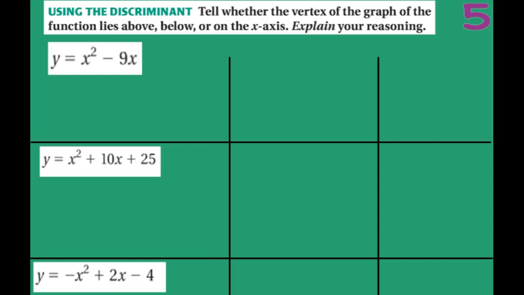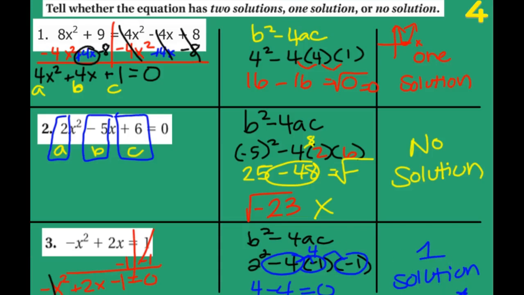All right. This next one is taking this one step further. It says, tell whether the vertex of the graph of the function lies above, below, or on the x-axis. Explain your reasoning. So we're going to follow the same steps that we did before, and then last we're just going to tell where the point that we're figuring out is. So before we start this, if we go back for a second, what we did just back here, we were told, or we know that this equation back up here had one solution. That means it was crossing at one point.